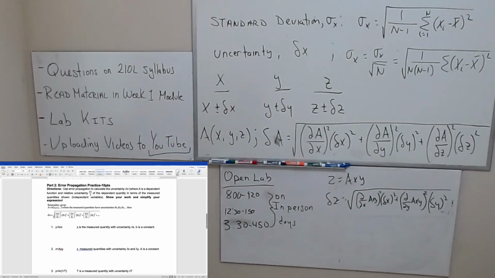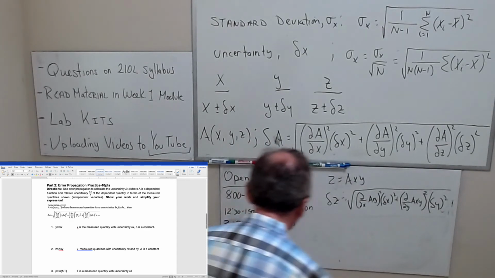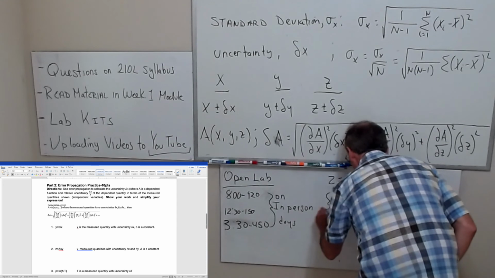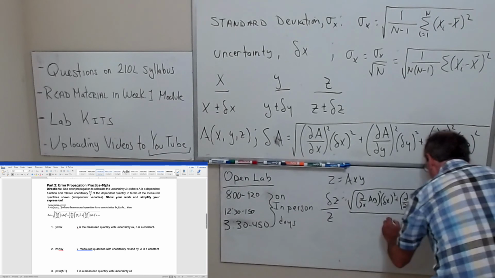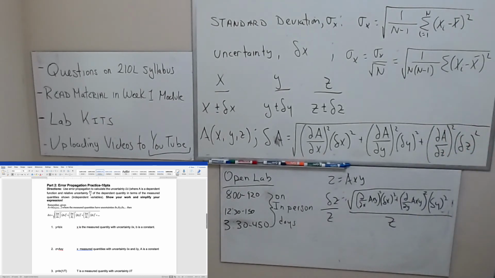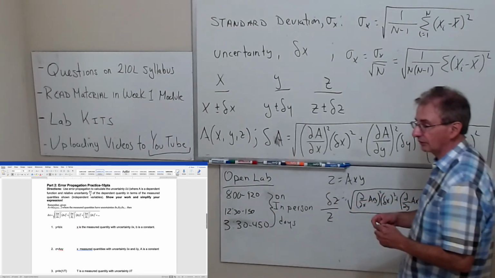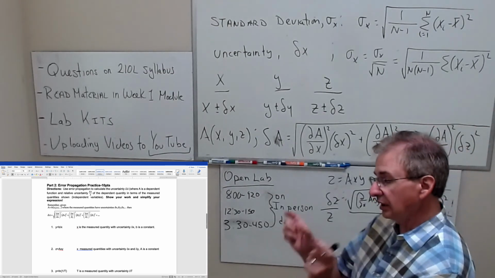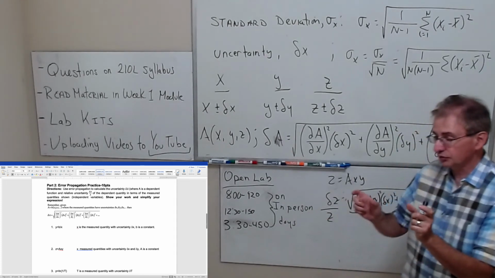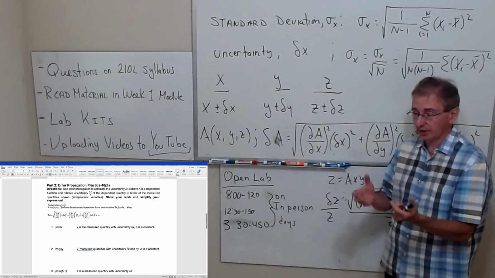I'm also going to have you calculate the relative uncertainty. Which means it's this thing divided by A, or divided by Z. Okay, but then simplify because you get a real simple equation. And the reason why I have you do the relative uncertainty is because you can see which measurement produces the largest error in your experiment.